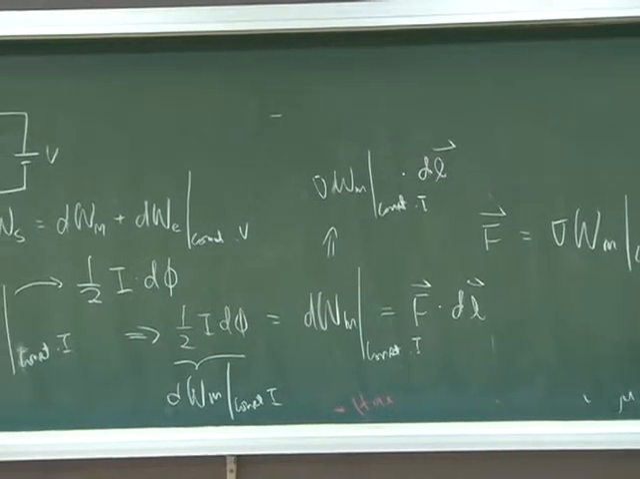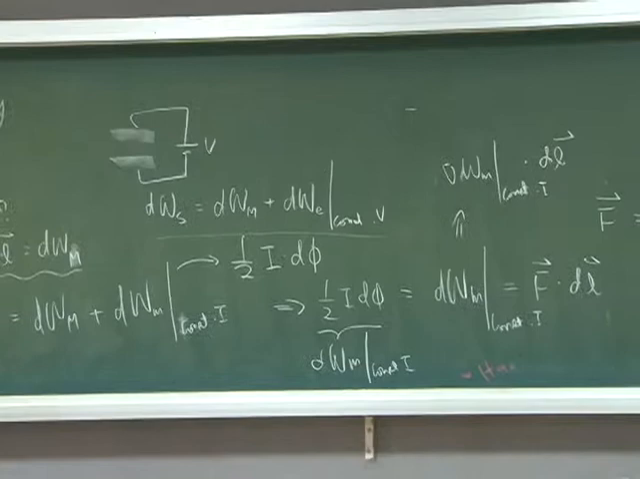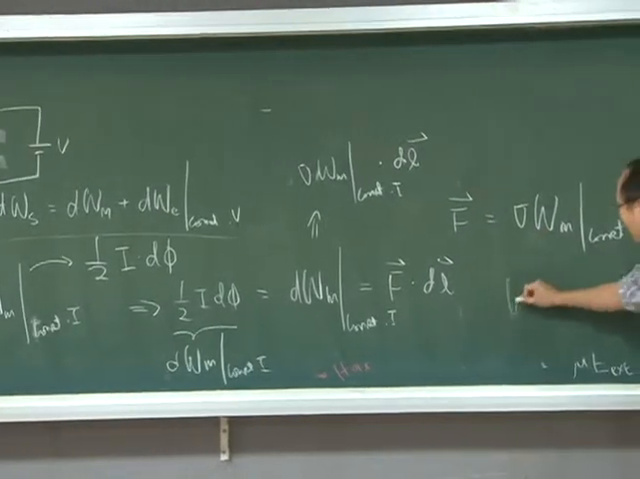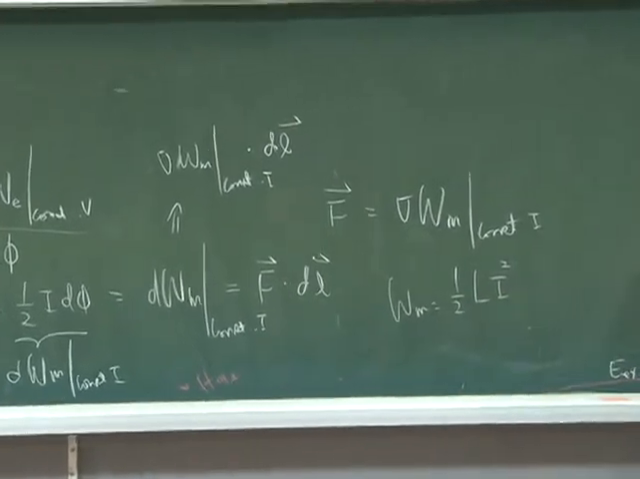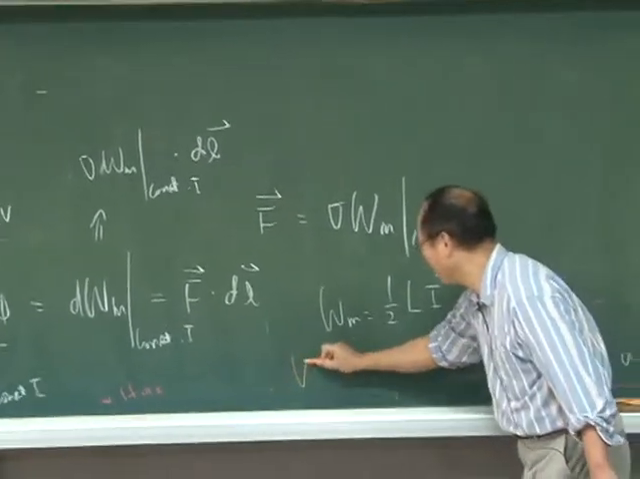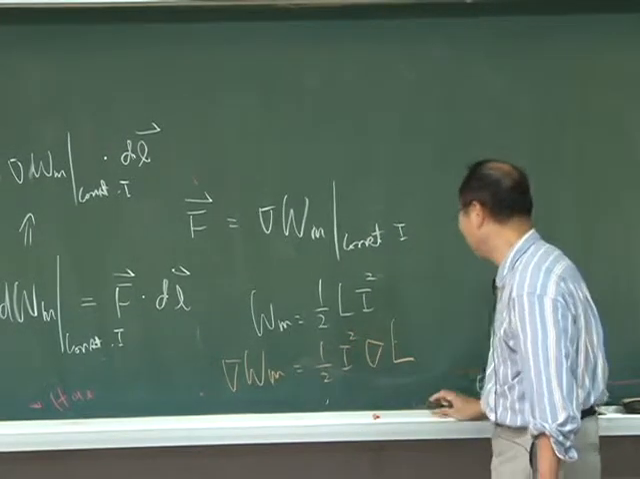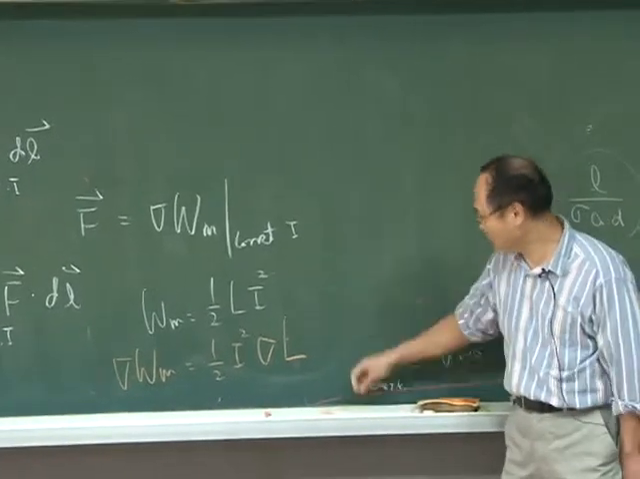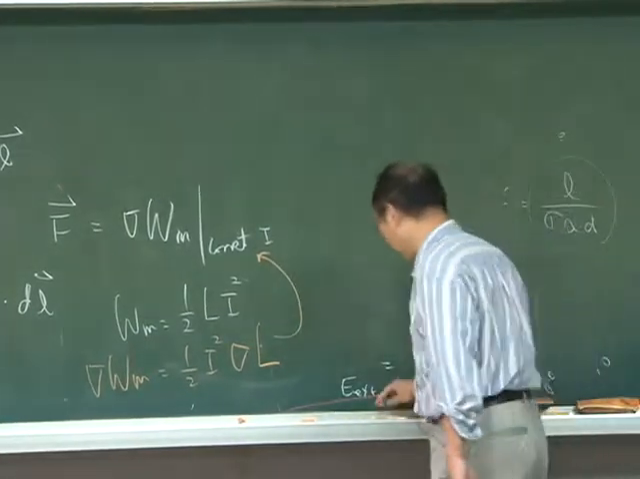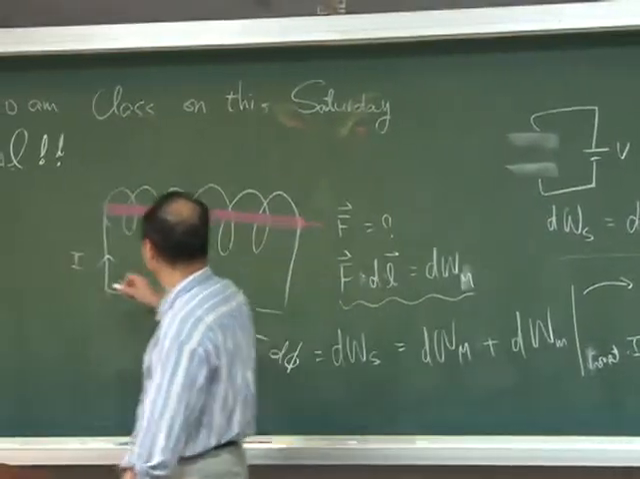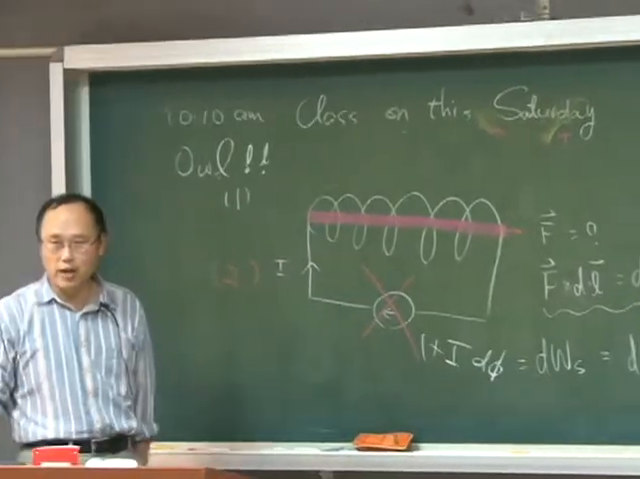有没有问题？这个跟之前计算 electric force 的方法一模一样。Okay, and in practice, this energy Wm is equal to 1/2 Li squared. At the constant current, your gradient of Wm is equal to 1/2 I squared gradient of L. If you know your inductance, you can do this calculation. OK，那这个是一个方法，一个实验。For the second experiment, suppose that you don't have this power supply.